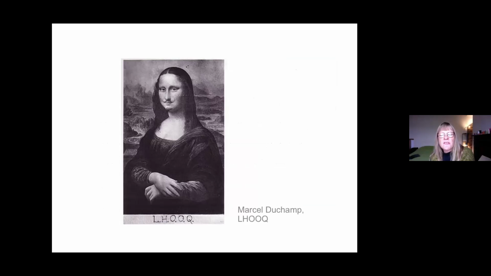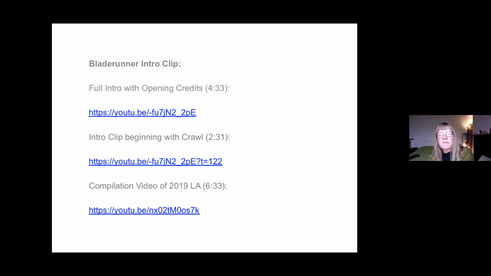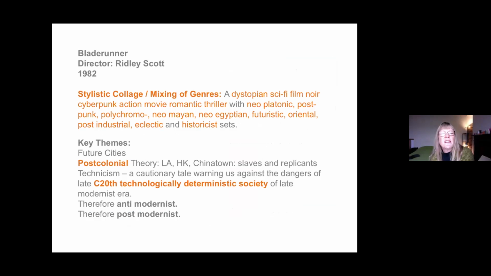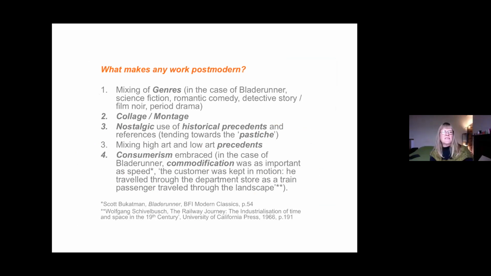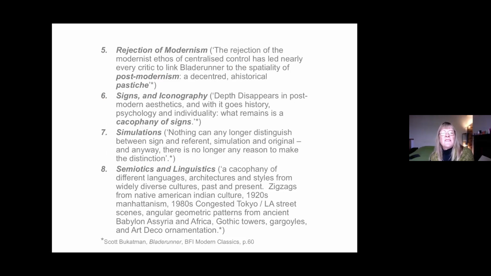So I then took those, these are more examples of appropriations and subversions. I think I'll skip the rest of this now. What I've done here is establish maybe 12 different criteria for postmodernism: nostalgia, use of historical precedents, pastiche, consumerism, commodification, mixing of genres, signs and iconography.